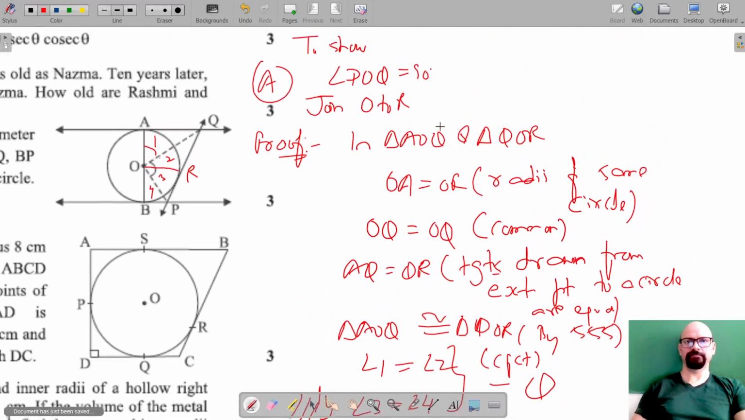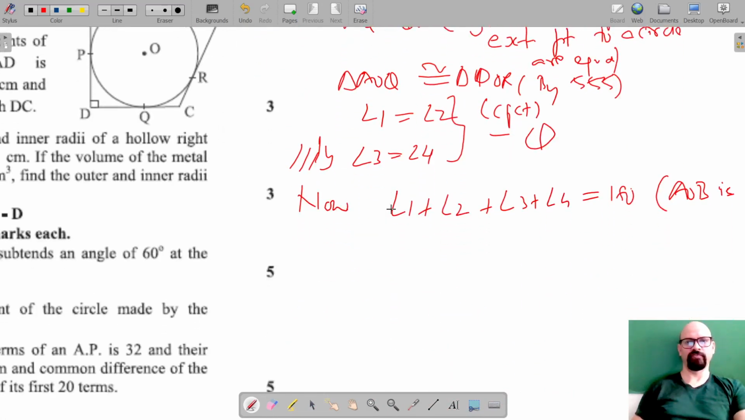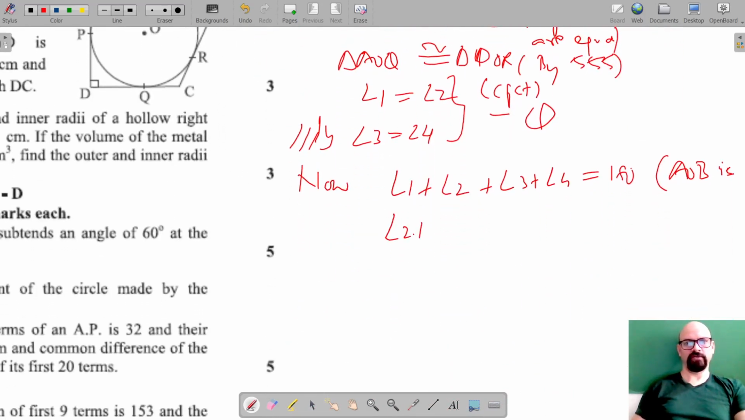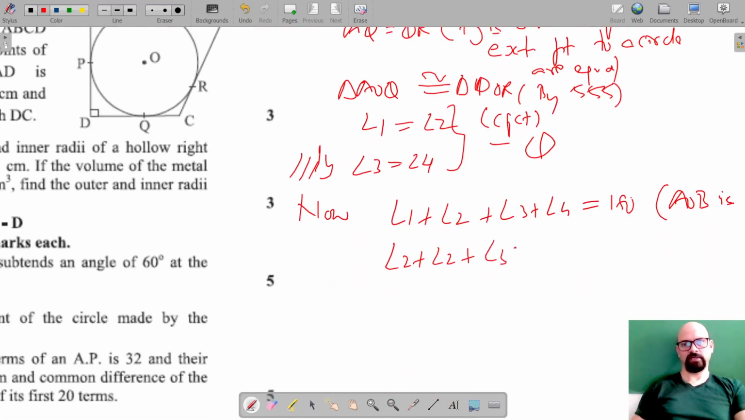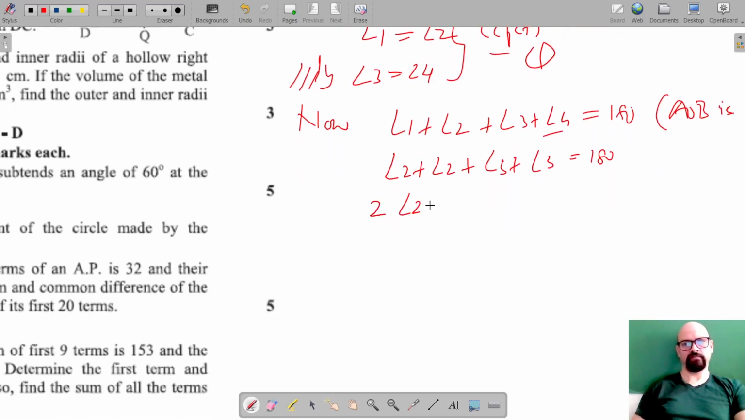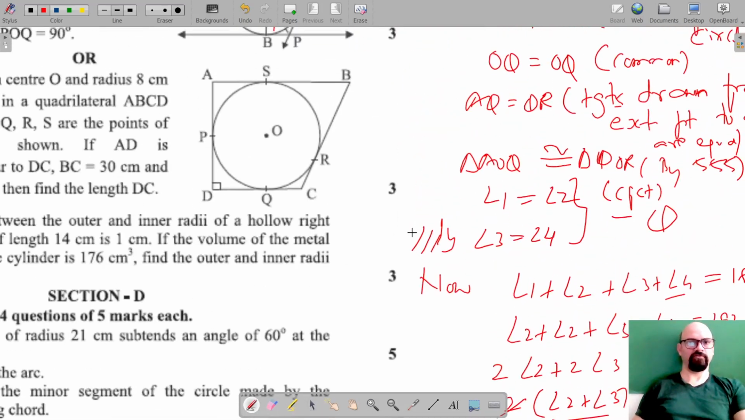Now, because we have to find angle POQ, I'm going to keep 2 and 3 and replace 1 and 4. So 1 is replaced with 2, 2 is there, 3 is there, and instead of 4, I can write angle 3, is equal to 180 degrees. So this is 2 times angle 2 plus 2 times angle 3 is equal to 180 degrees. 2 is common, so angle 2 plus angle 3 is equal to 90 degrees. And if we add 2 and 3, that gives us angle POQ. So angle POQ is equal to 90 degrees, and this is also our first part.